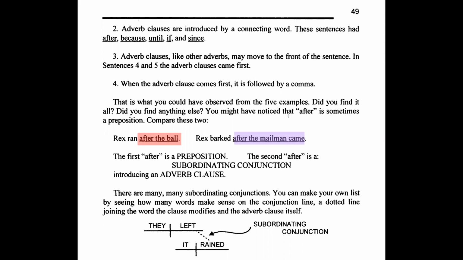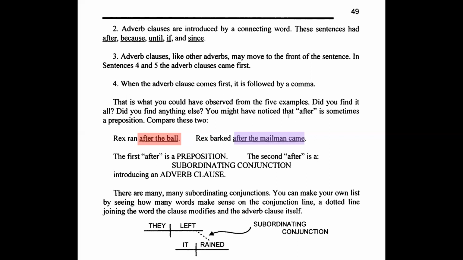But then look at the second one. Rex barked after the mailman came. After the mailman came is preceding, it comes before a subject and a verb. The mailman is our subject, came is the verb. So if that's the case, we have a clause because we have a subject and a verb. But after the mailman came doesn't stand alone. It's acting as an adverb, so it's an adverb clause. So after must be a subordinating conjunction.